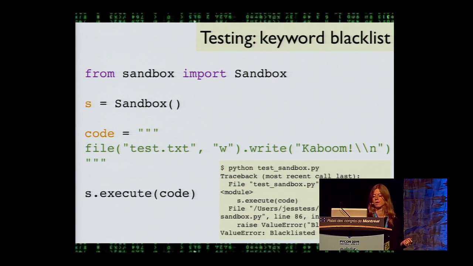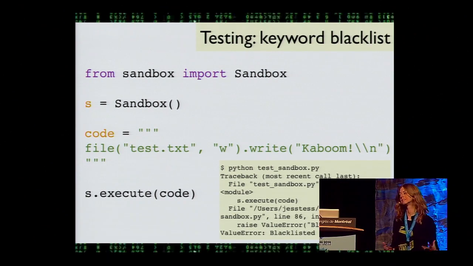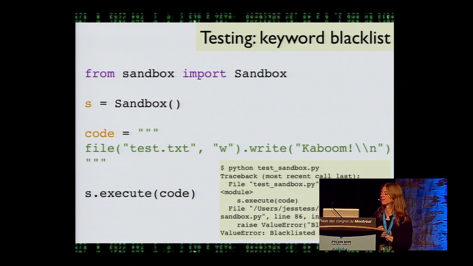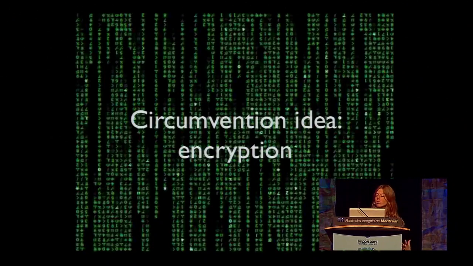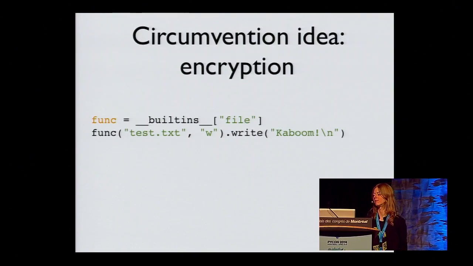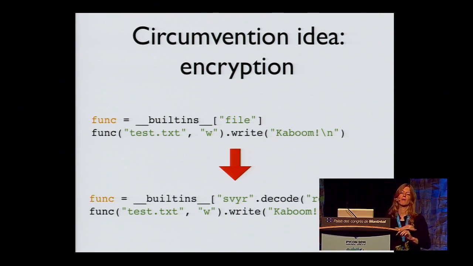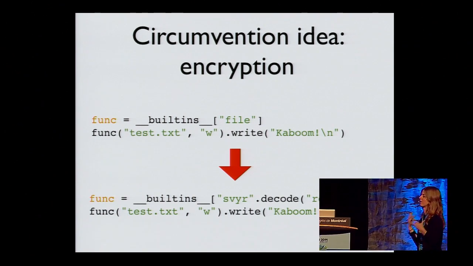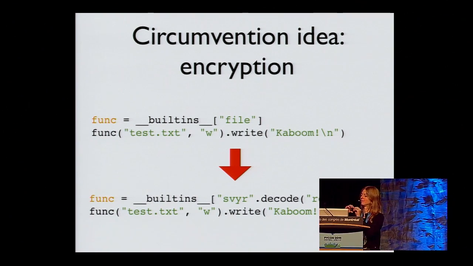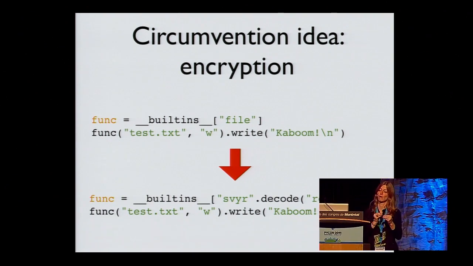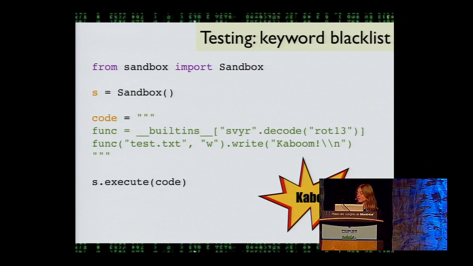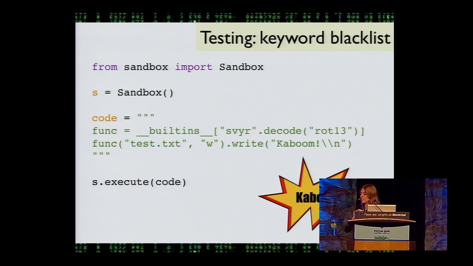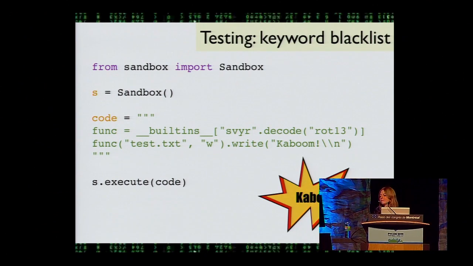Okay, good start. Can we get around this blacklist? Okay, so we're scheming, thinking like the attackers. Well, here's one idea. How about encryption? And not even super sophisticated encryption. What if we just rot13 encode the word file? So the literal text file never appears in our program, but we can decode it and look it up in the built-ins dictionary. And now that we have a reference to this file object, we can write to the file system. And so if we do this, it in fact works, right? Because it never literally appears in the keyword blacklist.